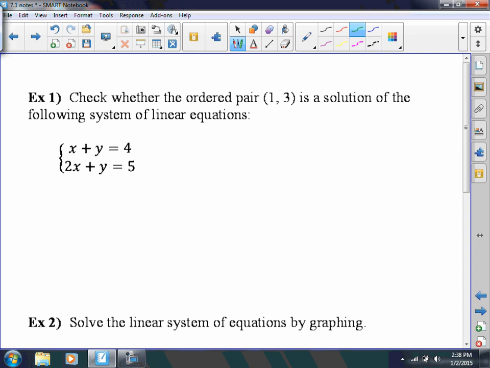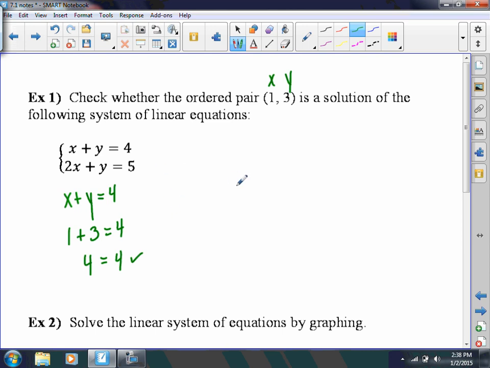Remember, in your ordered pair you have an x and then you have a y. So I'm going to take the first equation, x plus y equals 4, and substitute this ordered pair into it. So I'll have 1 plus 3 equals 4. And 1 plus 3 is 4, so 4 equals 4. So yes, that's a solution to the first equation.